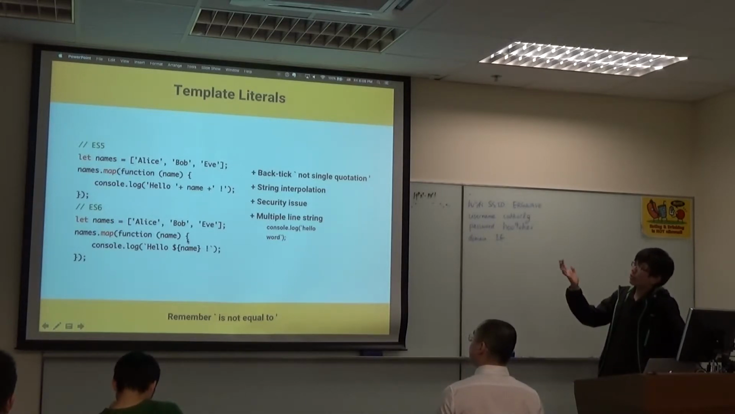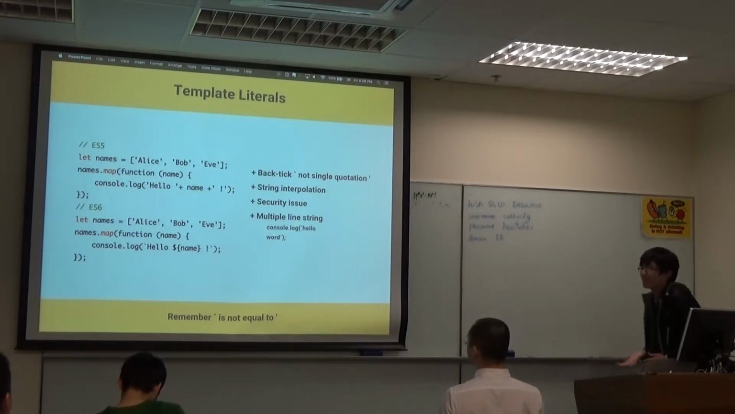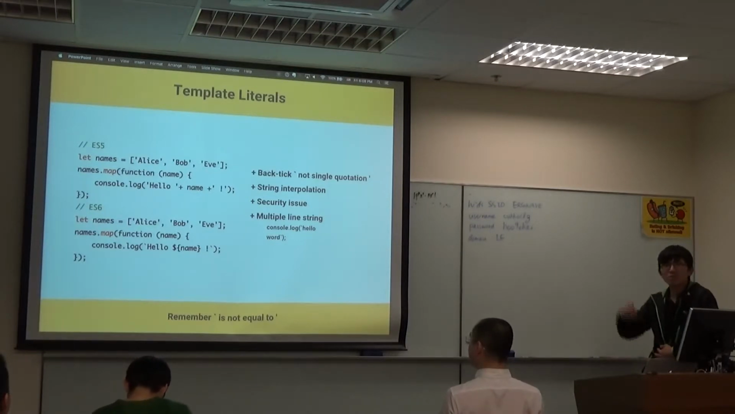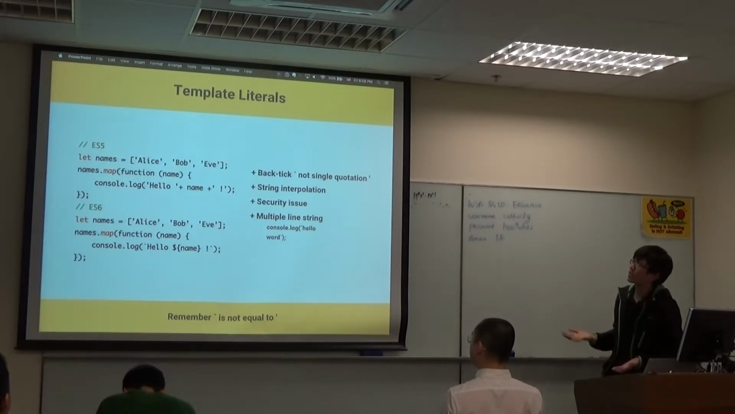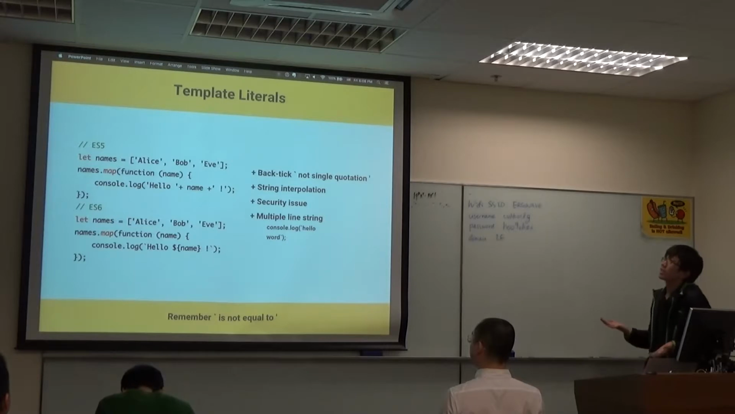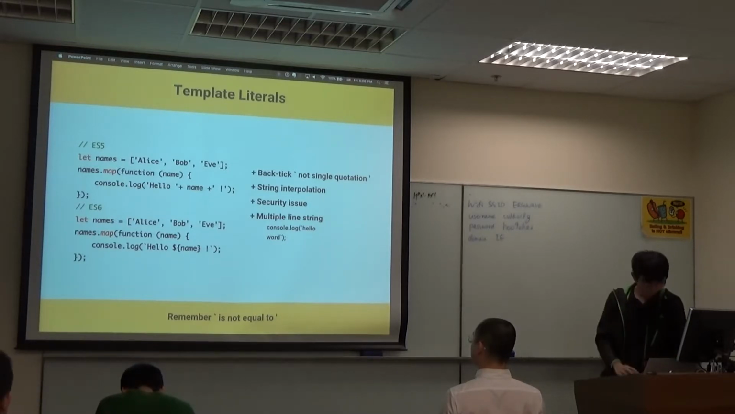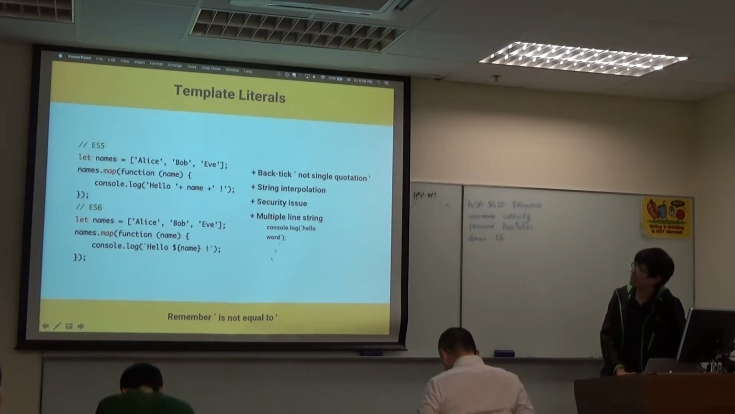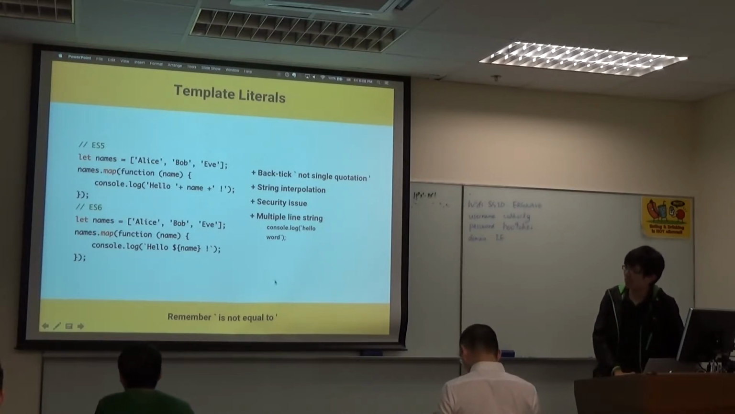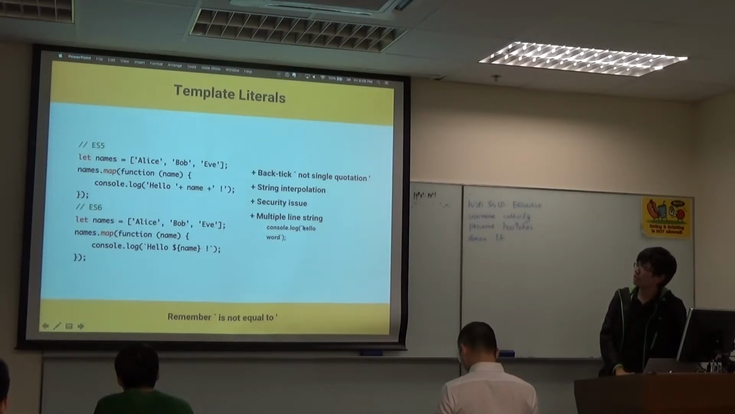Also, when we do multiple line strings in ES5, we have to use \n, right? But in ES6, you can take advantage of template strings. Just use backtick, but not single quotation. Just remember it, because backtick is not equal to single quotation. So in a template string, you have to use backticks.